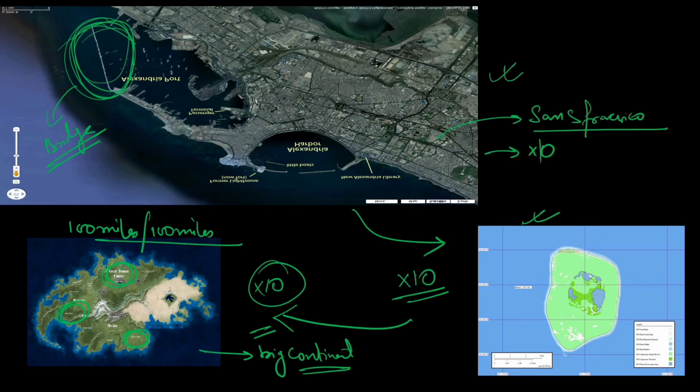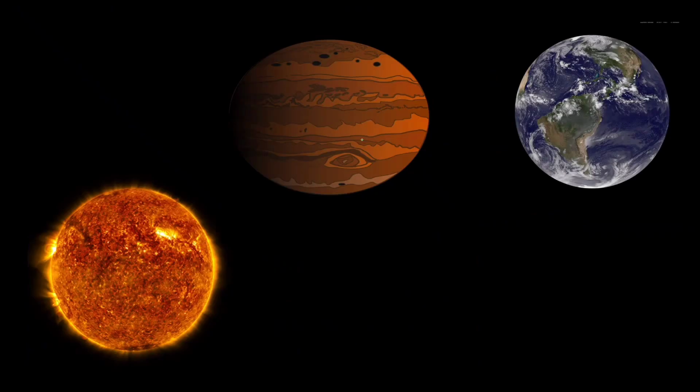But once again, you take this square that's about 1,000 miles by 1,000 miles and you multiply that by 10, and you get pretty close, a little bit over the diameter of the earth.